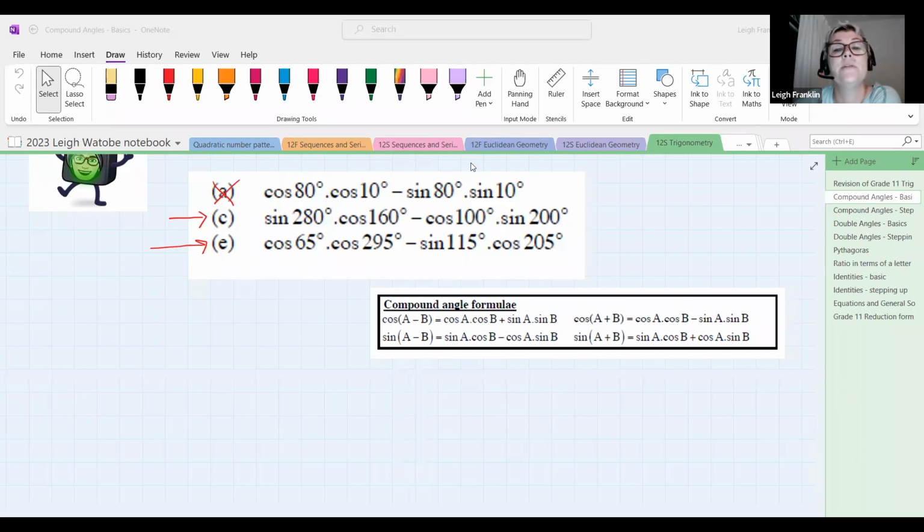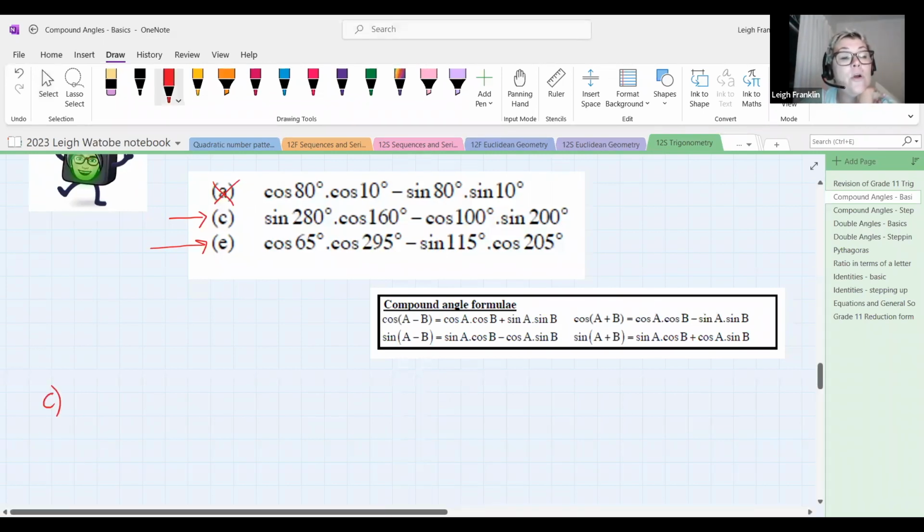Okay, Kamogelo says E is equal to 1. We're going to work through these answers now. I'm going to start with C so long. Let's just get it down on paper.